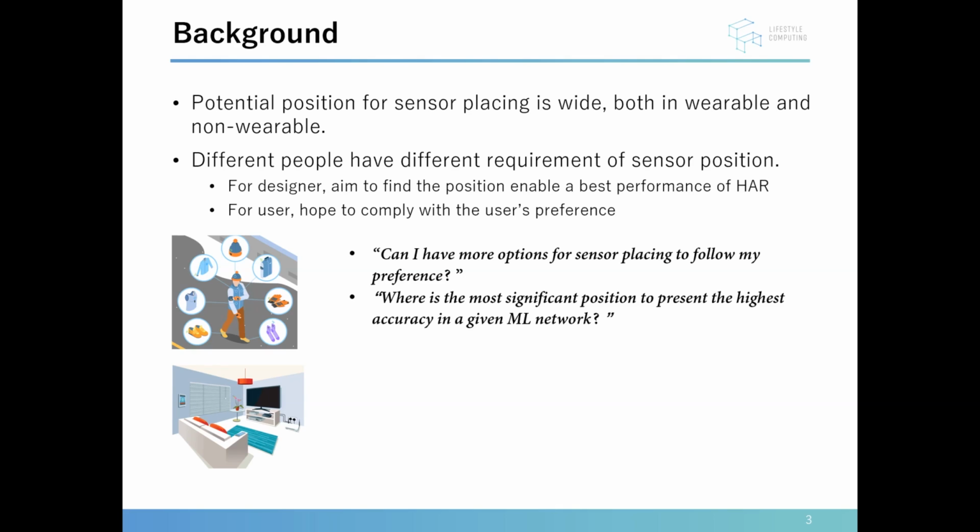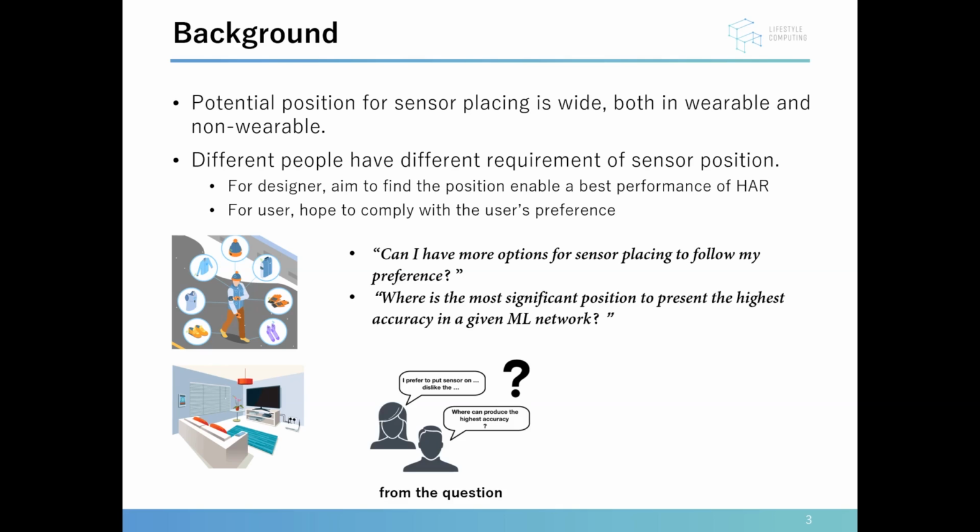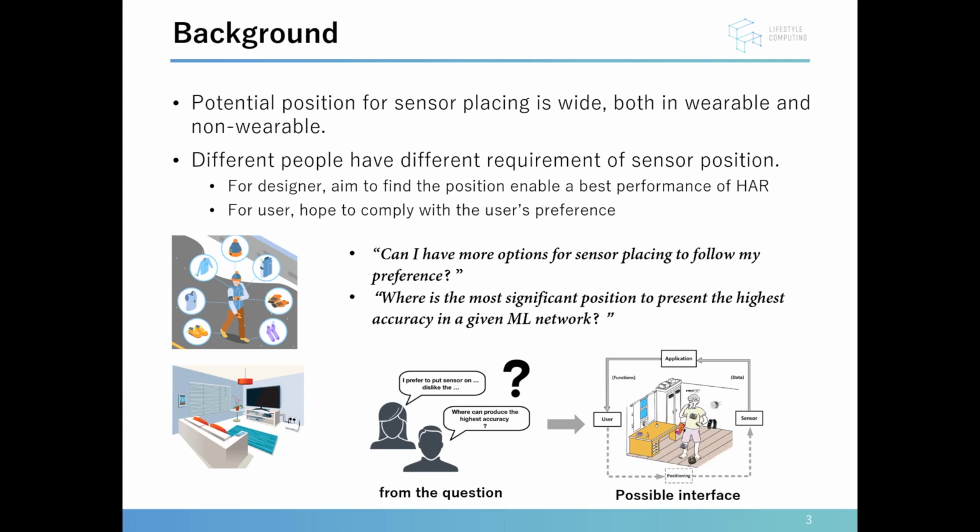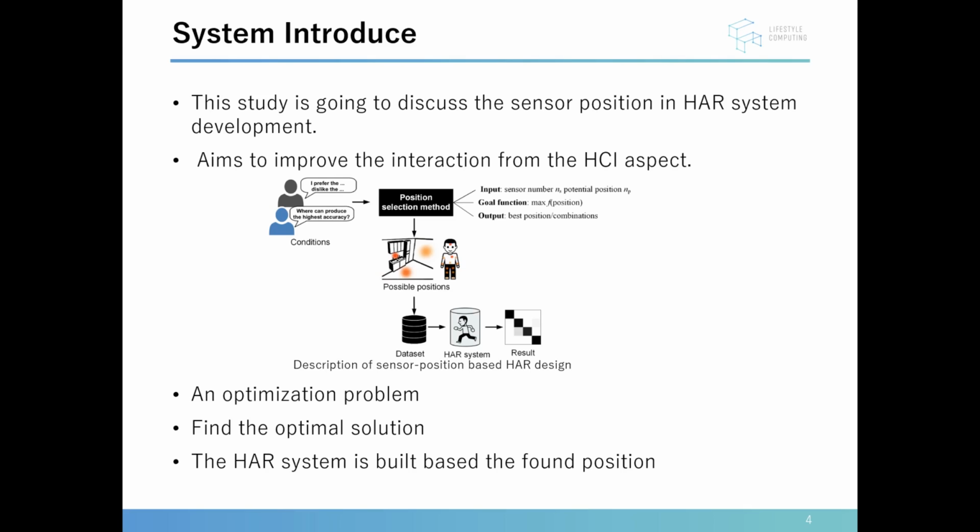Our study arose from these two basic questions and tries to find the potential interface between the user and the sensor through the user positioning the sensors in an HAR system. This study discusses the sensor position in an HAR system, aiming to improve the interaction from the HCI aspect. The user gives the conditions related to their requirements of the sensor position.